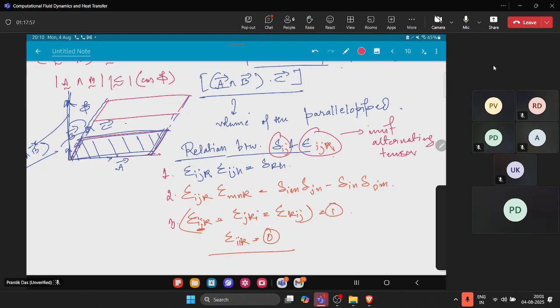And this one is a Kronecker. So these are the different kind of relations which you are going to use when you are going to prove vector identities. Today I'm going to show you one example of how to express a vector triple product in terms of scalar triple product. That thing I'm going to prove to you.